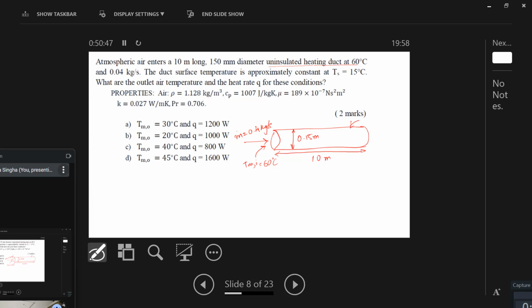Then Ts is given as 15 degrees Celsius. The duct surface is approximately constant at Ts equal to 15 degrees Celsius. What are the outlet air temperature and the heat rate Q for these conditions? Outlet air temperature, Tmo, you need to find out. And heat rate Q.